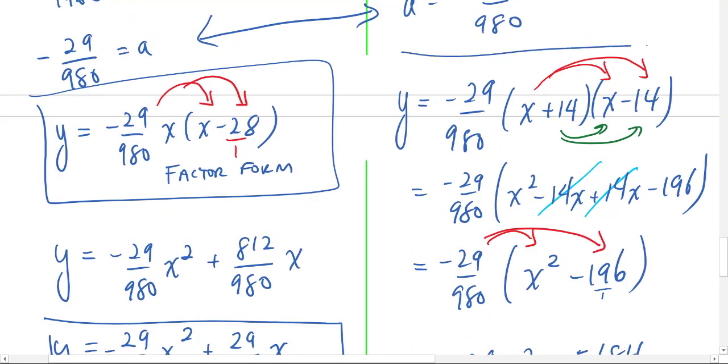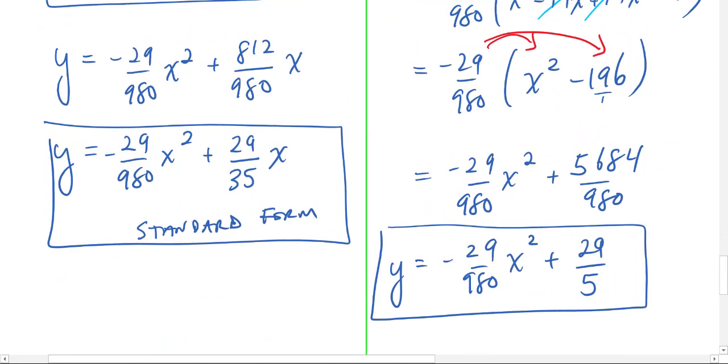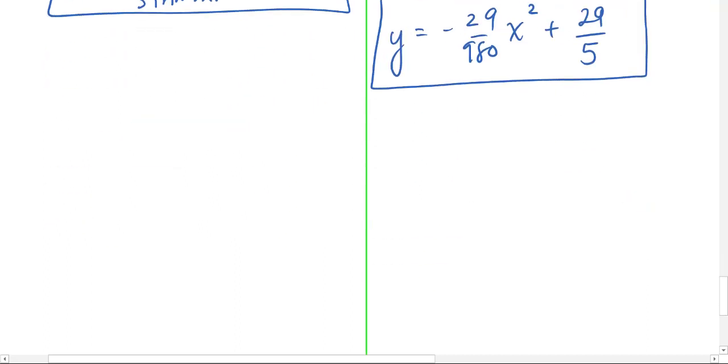And our factored form up here. In order for us to get an equation from a graph, we're going to start with factored form. If it has to get in standard form, then you take the extra step and expand that expression.